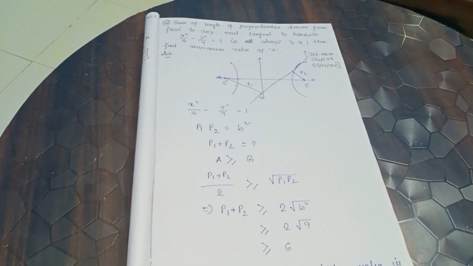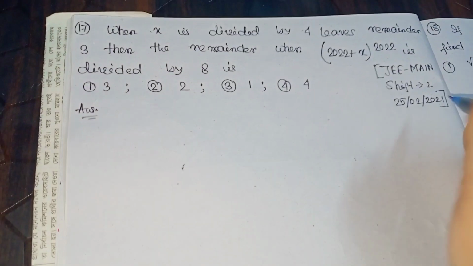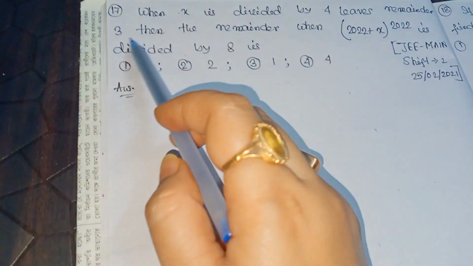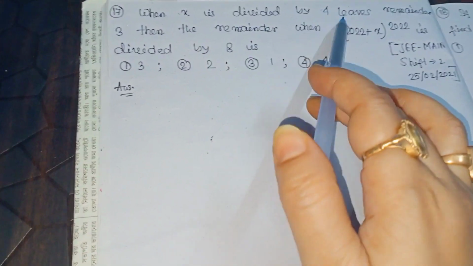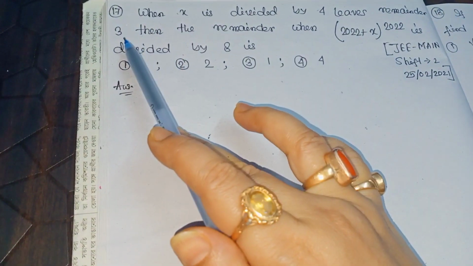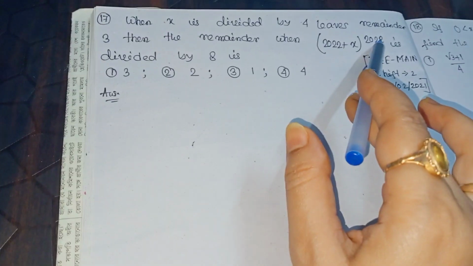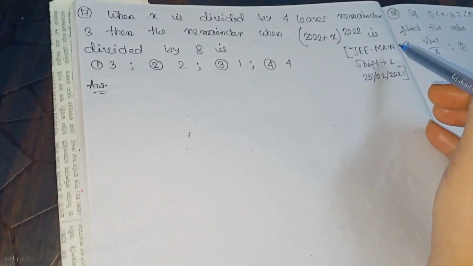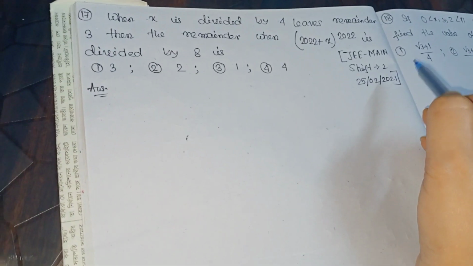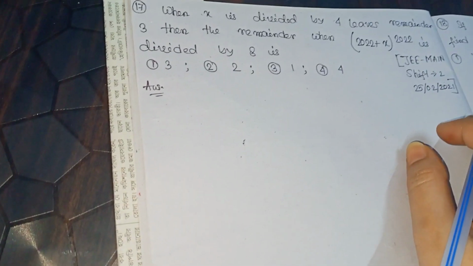Now next question is question 17. Question 17 tells us, when x is divided by 4 leaves remainder 3, then find the remainder when 2022 plus x whole 2022 is divided by 8. So we should calculate the remainder, and it's a binomial theorem based problem, and it's a memory based question, from 25th of February 2021, shift 2.